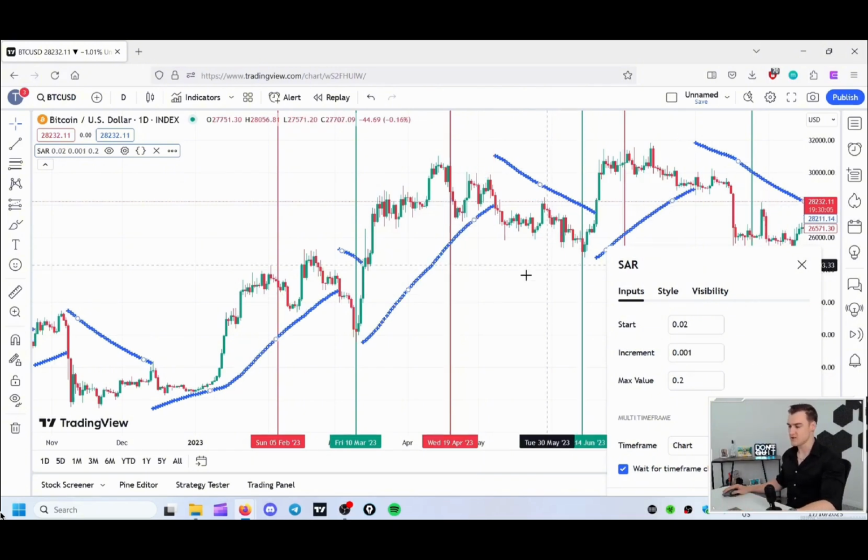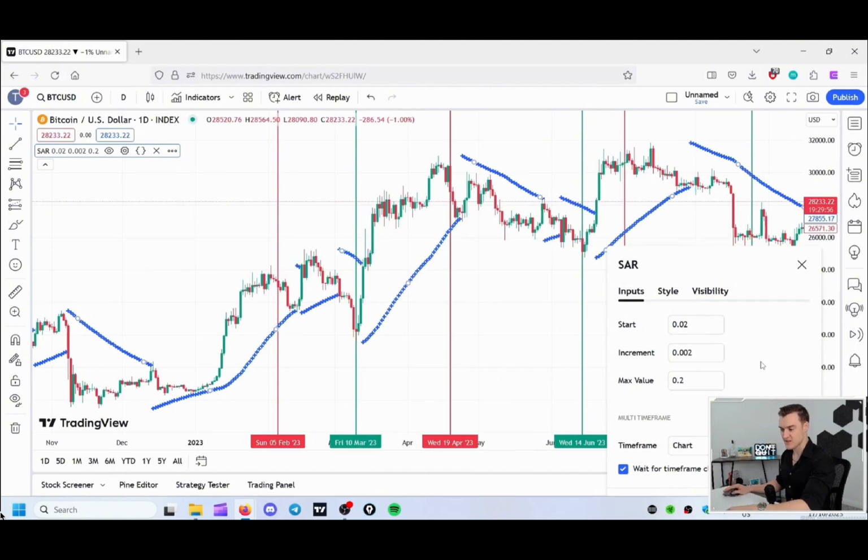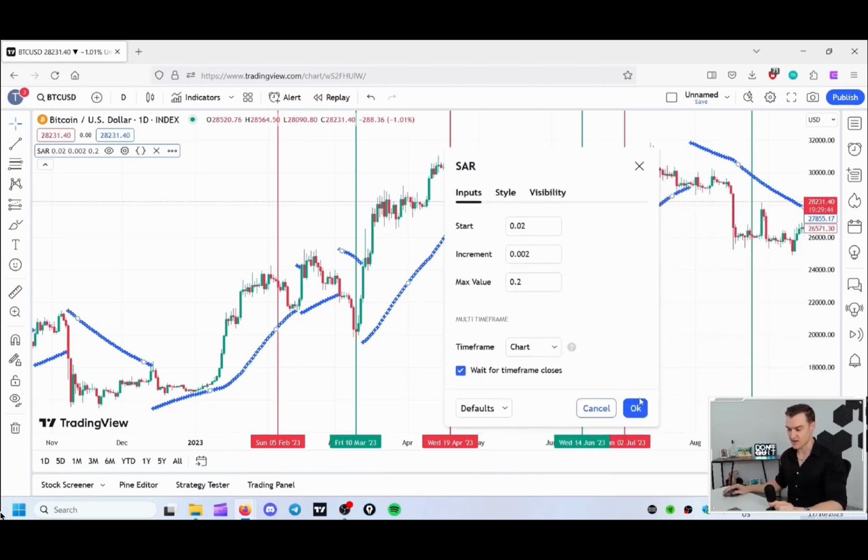0.01. Now you can see that it's starting to operate along the same types of lines that we wanted to, according to our lines here. Now you could maybe go back up a tiny little bit and you can see how you can play around with these numbers a little bit to make them fit a little more precisely compared to the moves that you're trying to get. So this is an example of how to do it with the parabolic SAR.